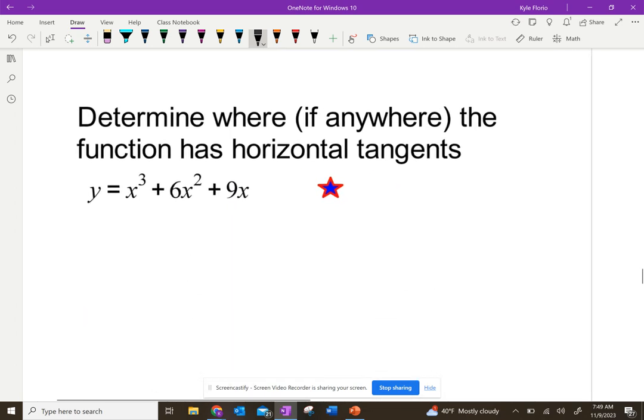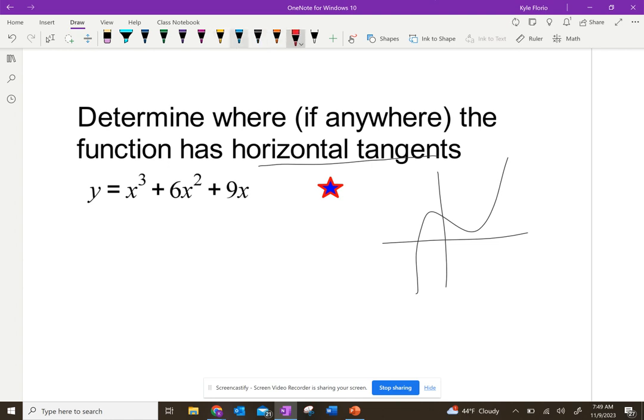Determine where the function has any horizontal tangents. So we have a cubic function. So a cubic function could look something like that, and we want to know where we have a horizontal tangent. So think where is the slope, or think where are our peaks and valleys. And it's where the slope is 0. In other words, where the derivative is 0.